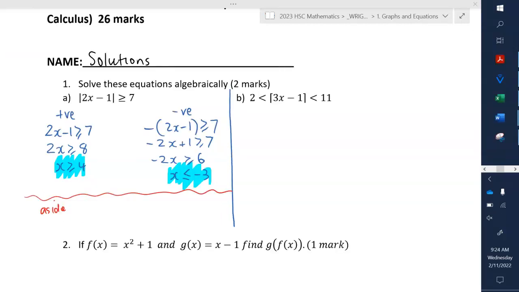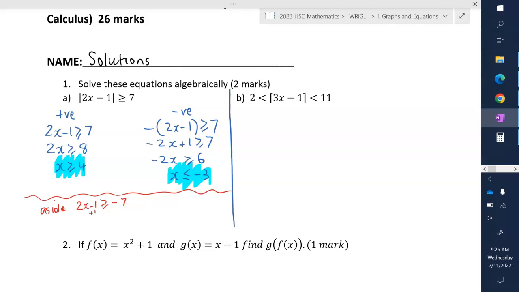I just want to show you something. I mentioned on the negative side over here that I want you to put your negative in front of the function, or the part that is inside the absolute value signs, not in front of the 7. I'm going to show you why as a little aside down here. So let's just say we were doing the negative and we went 2x minus 1 is greater than or equal to, and I put my minus 7 on the other side. Let's say I did that.